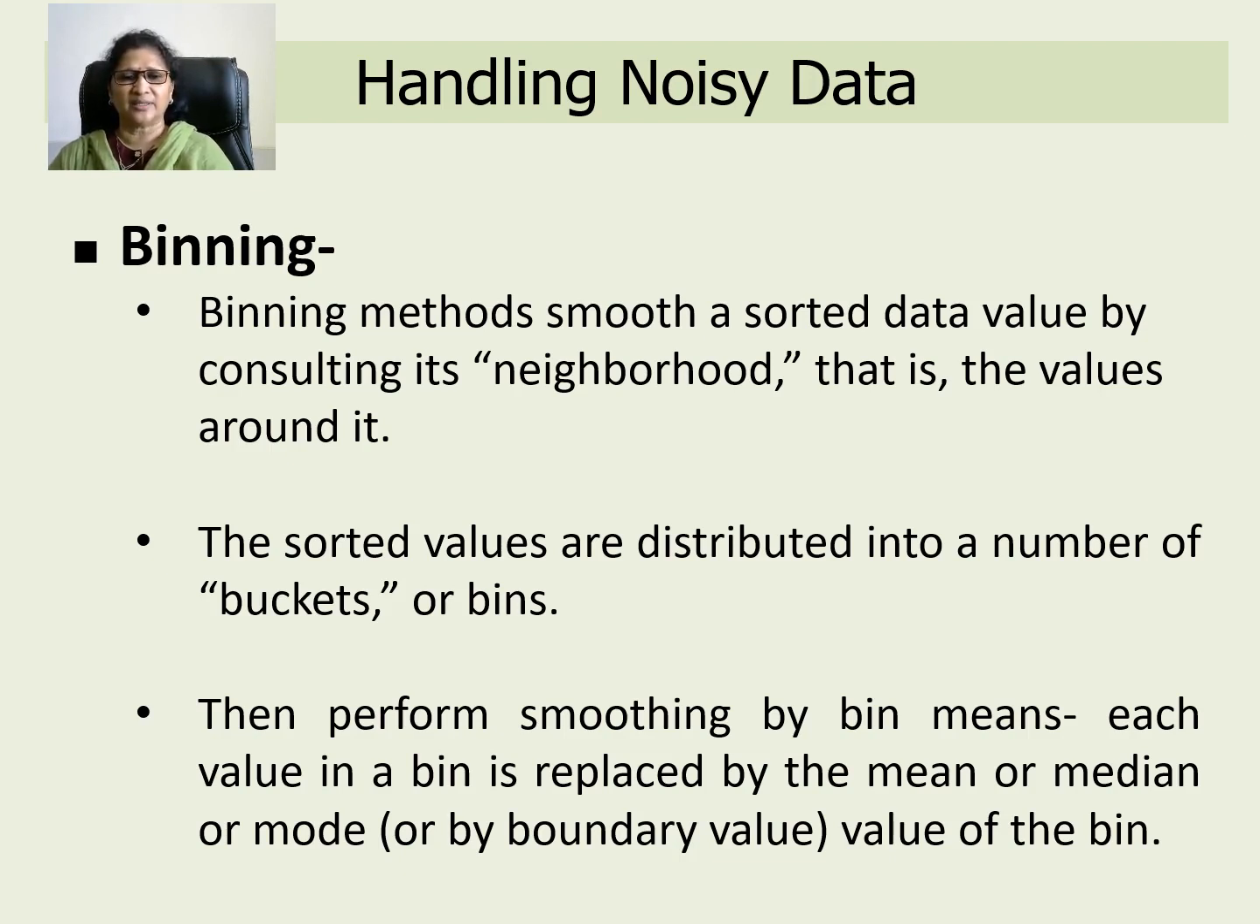It is believed that the values in a neighborhood are consistent with each other, and so we refer to the near neighborhood to decide how the current noisy value is to be handled. The sorted values are distributed into buckets or bins, and then smoothing is performed using techniques such as mean, median or mode, or using boundary values. How is it done? Let's see.